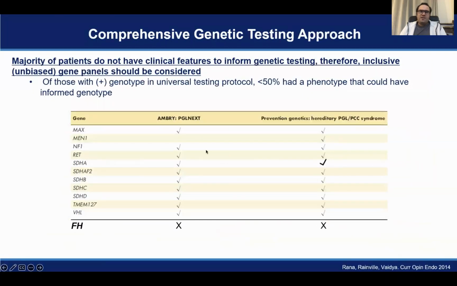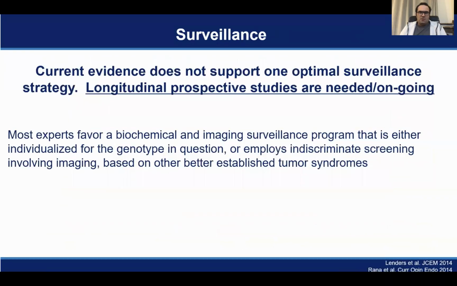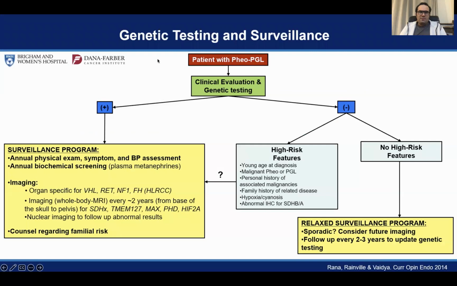Now we have a comprehensive genetic testing approach, which contains almost all of these genes. And in a panel, we can order these tests and understand which gene is involved. So this is one approach, clinical evaluation and genetic testing when it is positive. So there should be a surveillance program: annual physical exam, symptom and BP assessment, annual biochemical screening by plasma metanephrines, and also imaging, maybe organ specific for VHL, RET or NF1.